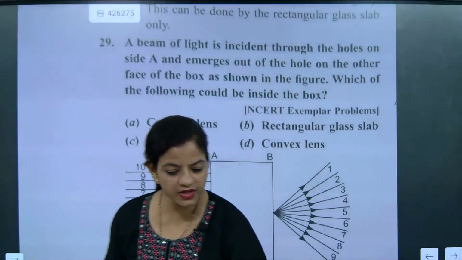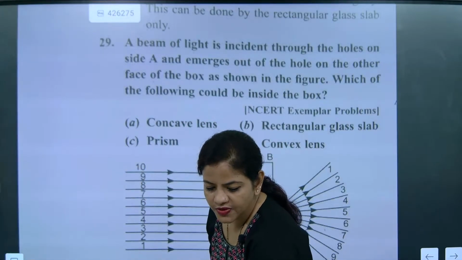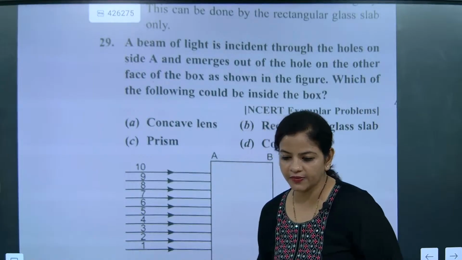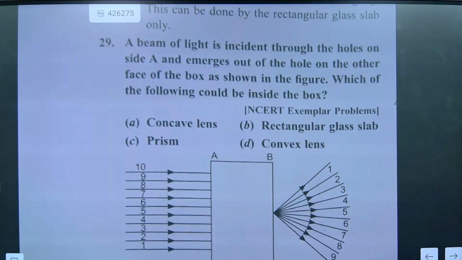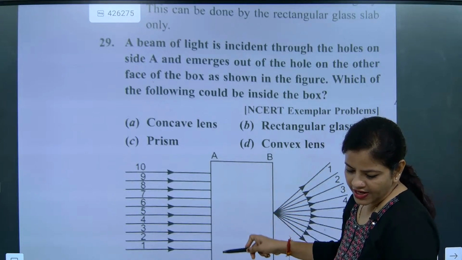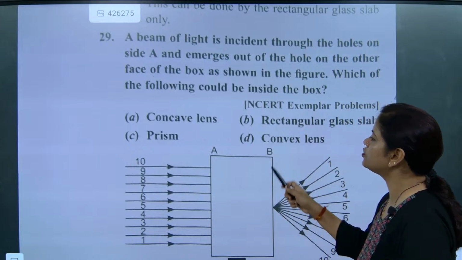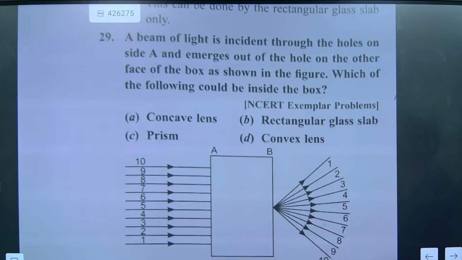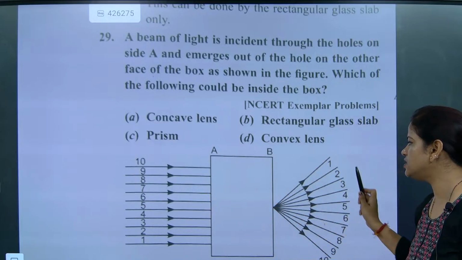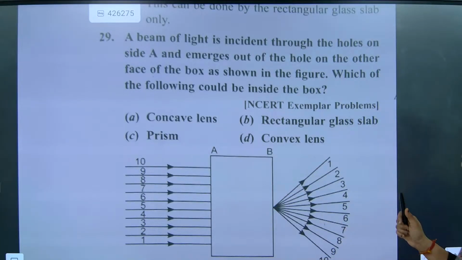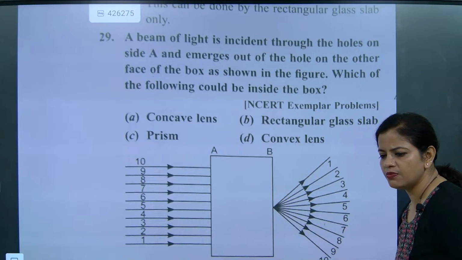Now we are going to understand one question. When these types of questions come in the examination, how are we going to attempt and solve them and write in the best way? The first question: a beam of light is incident through the holes on side A, and emerges out of the hole on the other face of the box as shown in the figure. The light ray is entering like this, but coming out in this way. Which of the following could be inside the box? Means inside the box there may be a lens.